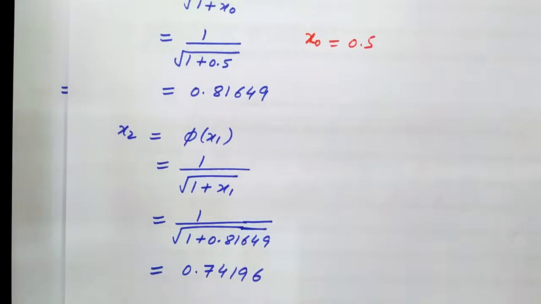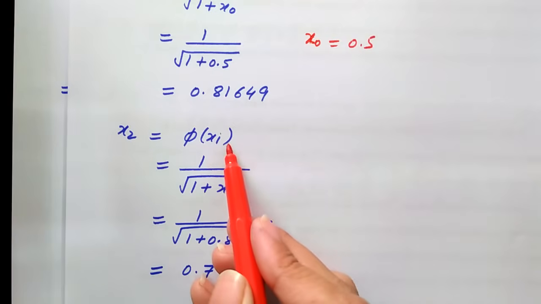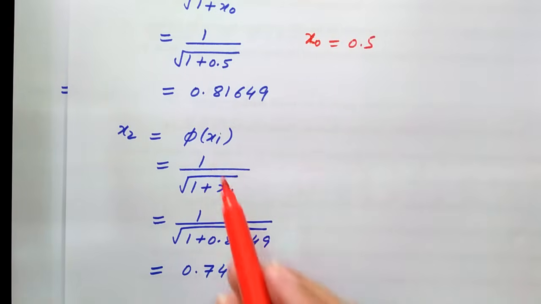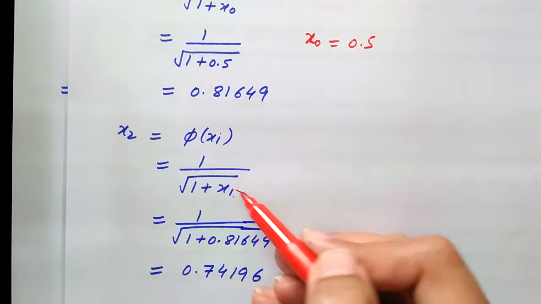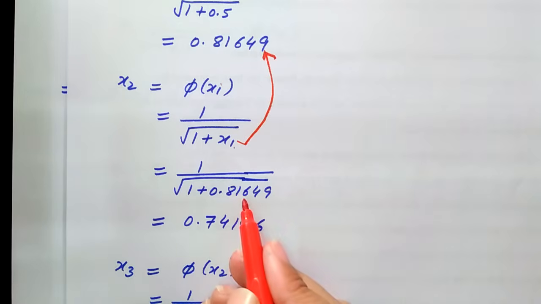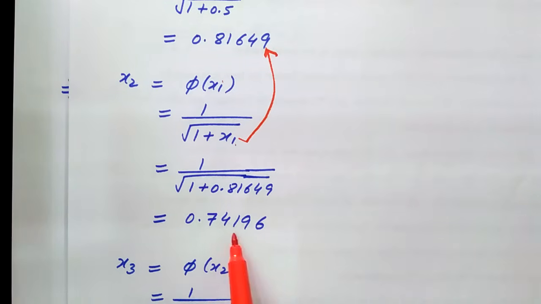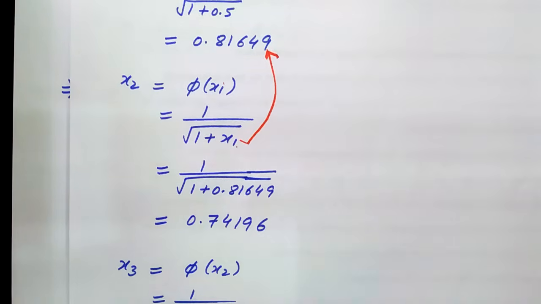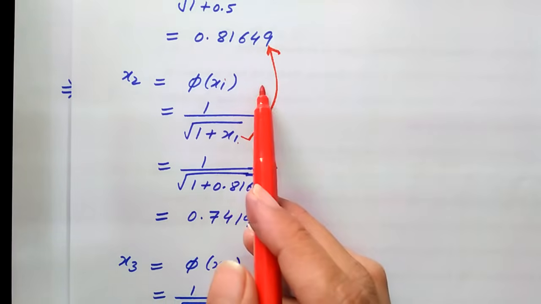Then calculate x2, that is equal to phi of x1. I will use in place of x the value of x1 that I calculated here. This is the value of x1. Put this value in this equation and I will get the value for x2. I will continue my process until my root is repeated up to 5 decimal places.